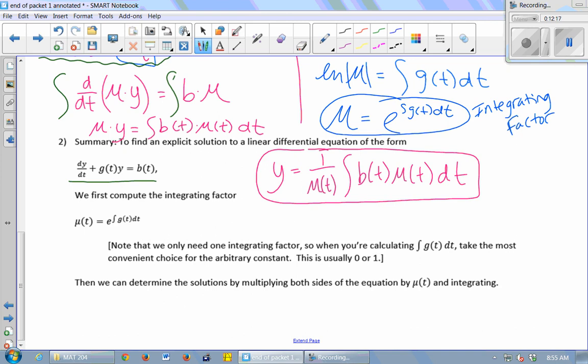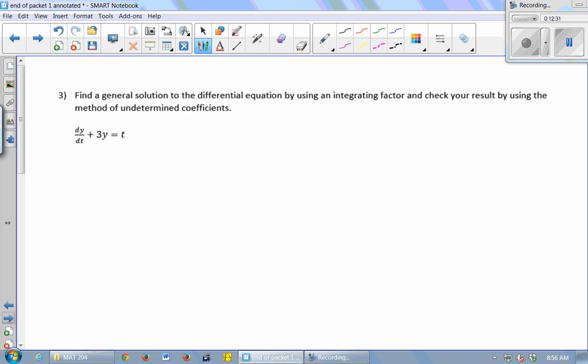And then you determine the solutions of the differential equation by multiplying both sides of the equation by mu of t and integrating. All right, so let's do an example. We want to find a general solution to the differential equation by an integrating factor. Then we're supposed to check by using undetermined coefficients, which is the process we learned last class. I won't do that.